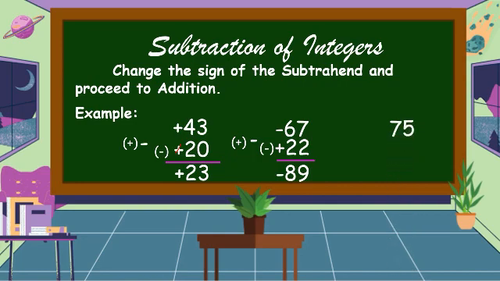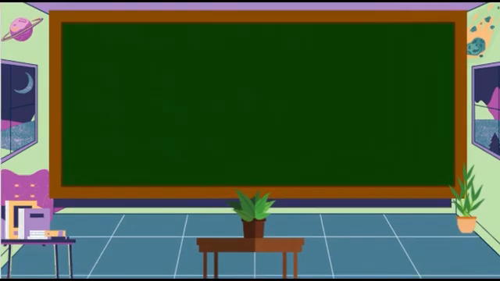Another sample, 75 minus 8. 8 is positive, so we're going to change it into negative. Then, from subtraction, we're going to change it to addition. So 75 plus negative 8. We're going to subtract because they have different signs. 75 minus 8 is equivalent to 67.